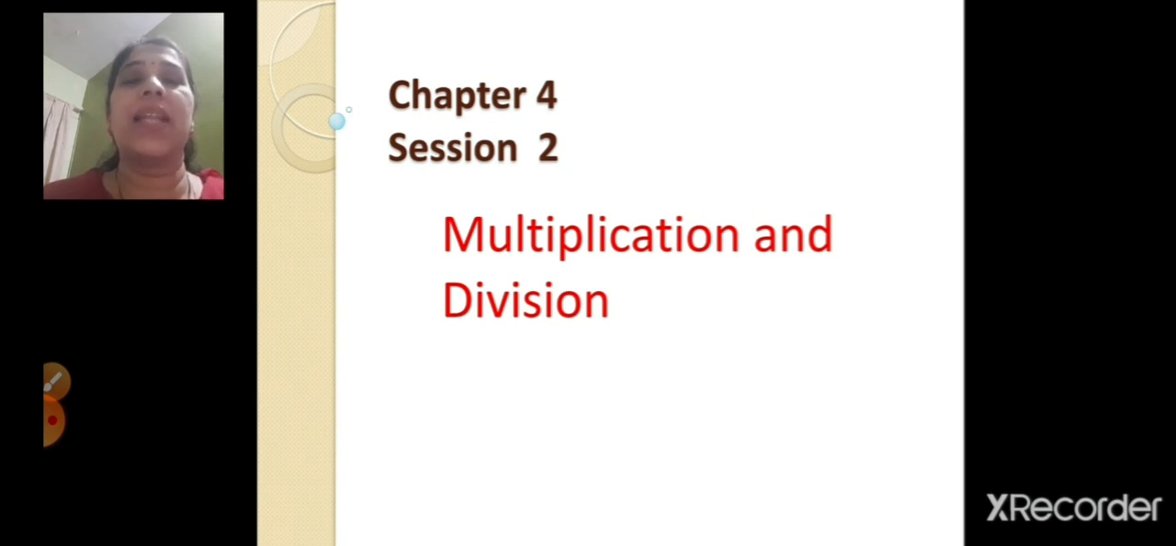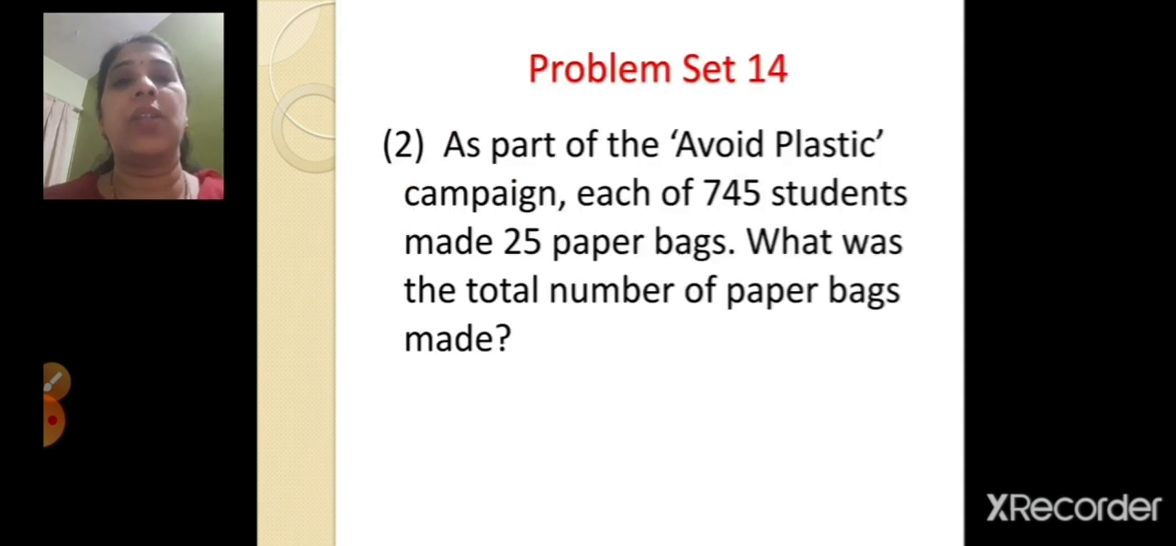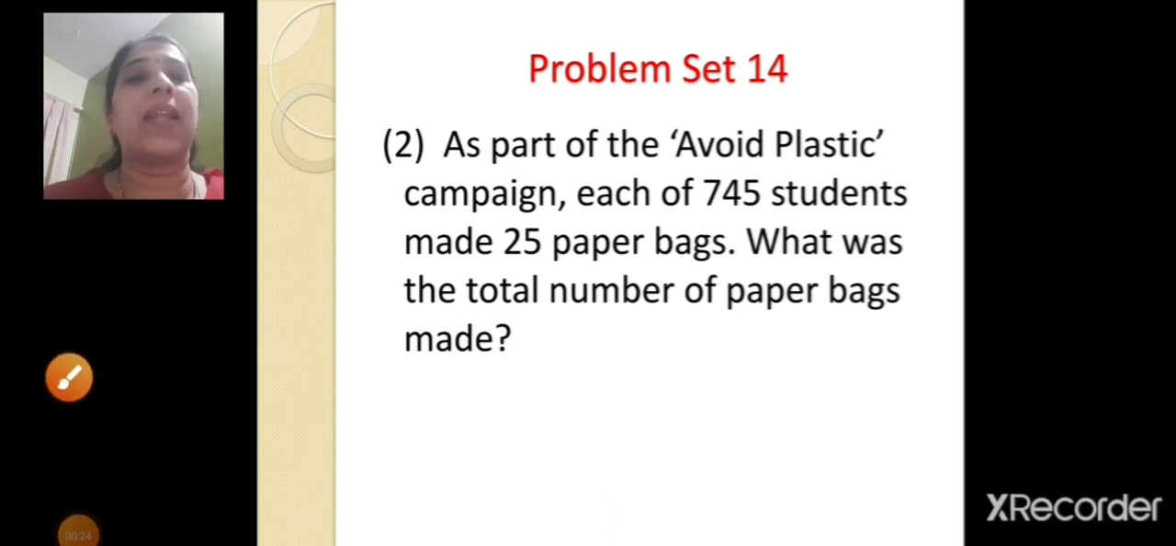Students, in the last session we were solving problems at 14 and in that we have completed the first part. Now we are going to start with the second part. Now the second part is all based on word problems, right? So let's start the second one.